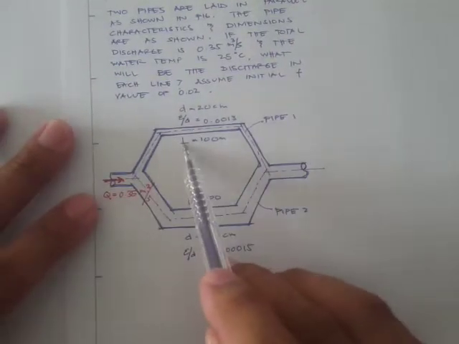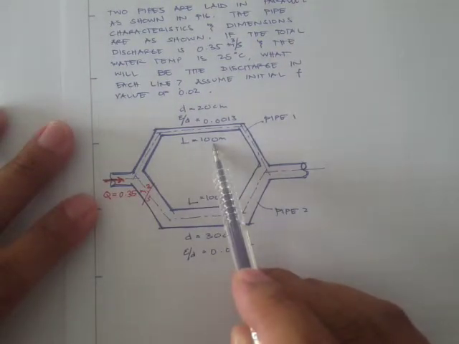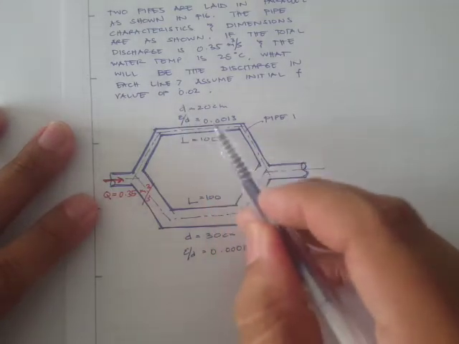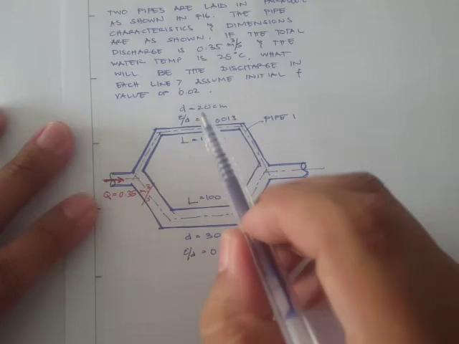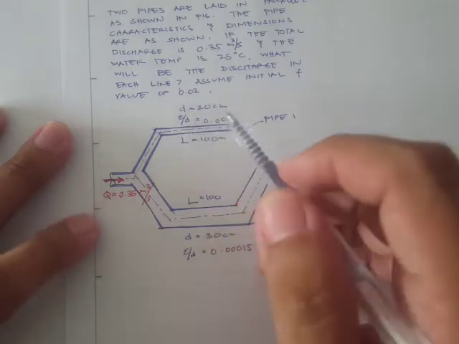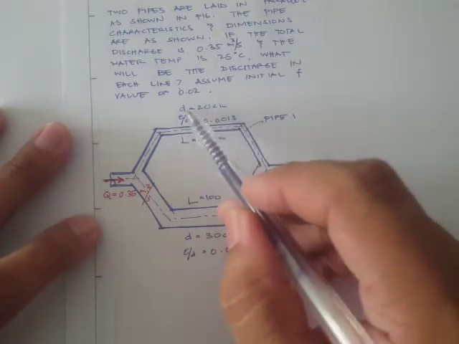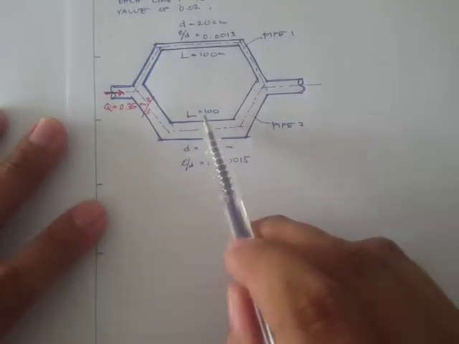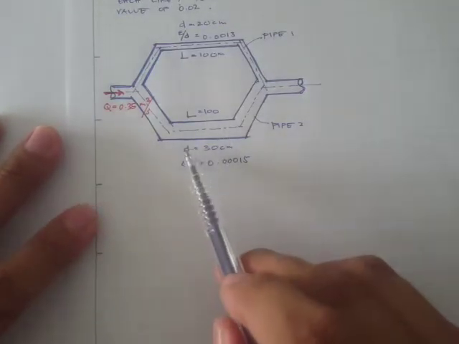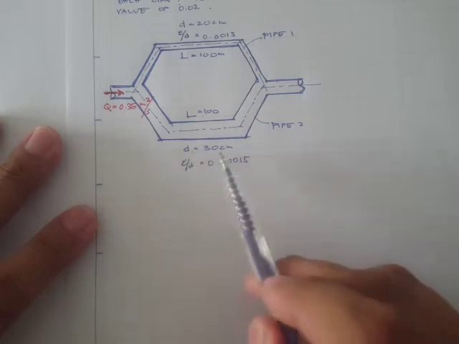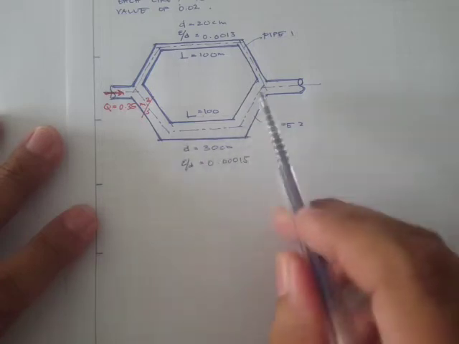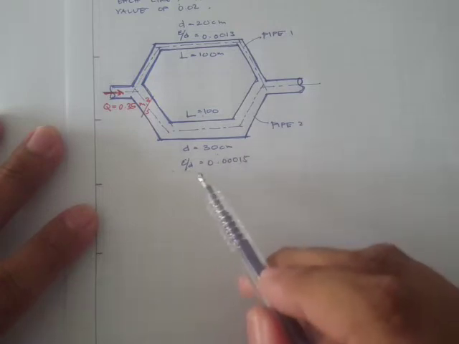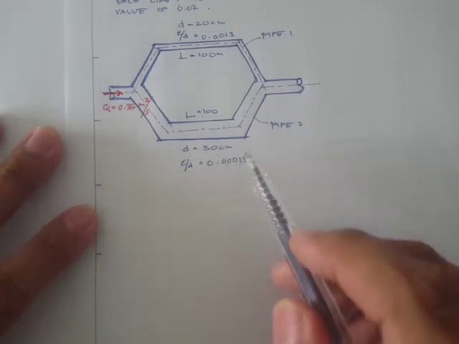So the length for pipe 1 is 100 meters, and our relative roughness, it's already given, 0.013, and the diameter here we have 20 cm. Now for pipe number 2 we have the same length, L is equal to 100. The diameter is 30 cm, so this is larger as compared to pipe number 1. And the relative roughness is 0.0015.